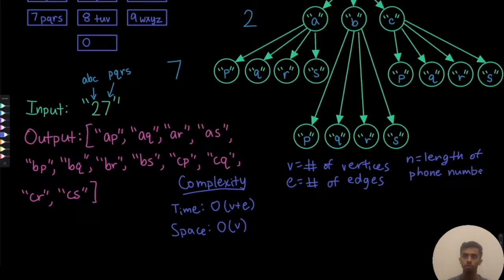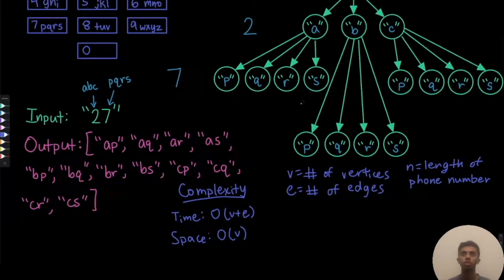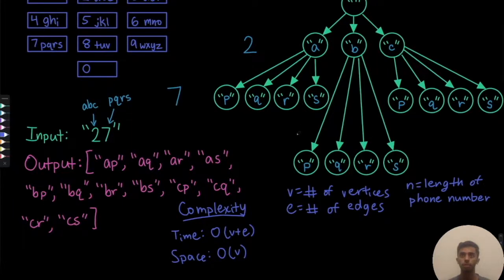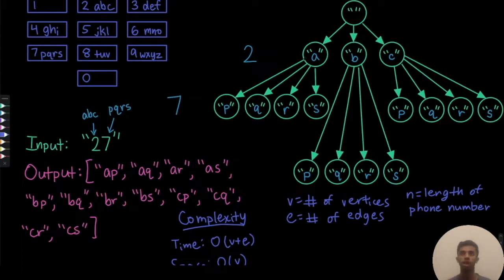So let's start with the time complexity. We know that our complexity is V plus E, so the number of nodes or vertices plus the number of edges. Let's try to think about how many nodes are going to be present in our graph. Well, if we look at our graph, we start with the empty string, and then the first digit, 2, has 3 options, so we create 3 nodes. So right here, there are 3 options.